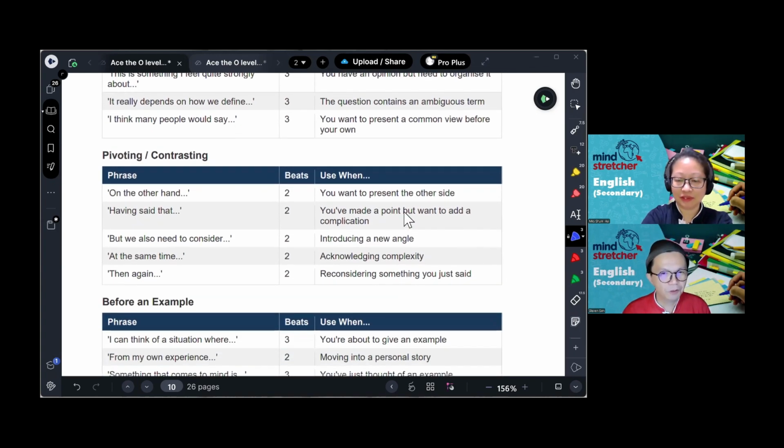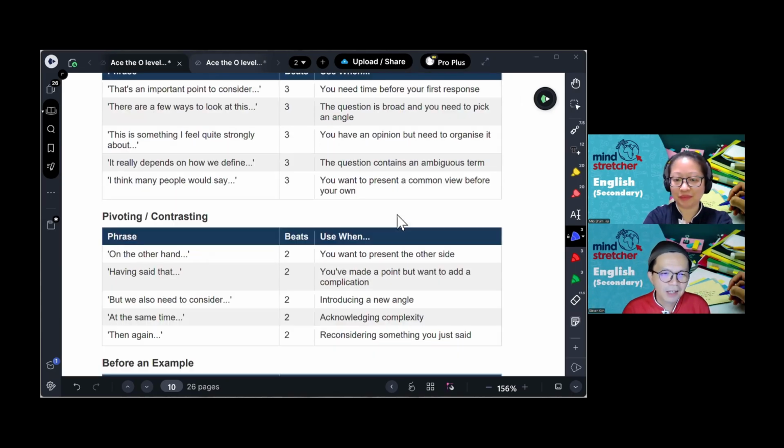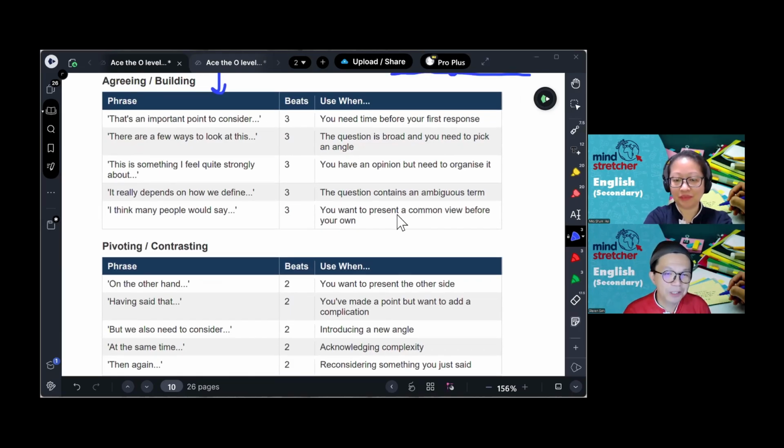What if you are signaling that you don't agree? It really depends on how we define the issue of exercise. I think many people would say that attending concerts, while fun, can be quite frivolous. There are a few ways to look at this. So memorize this because it buys you 3 beats or 2 seconds.